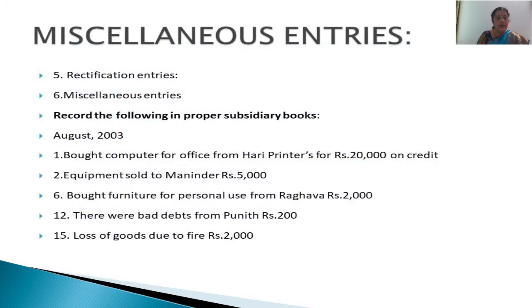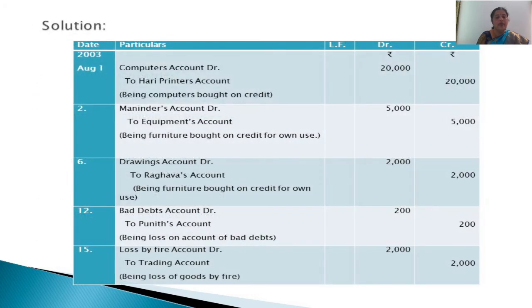Then there were bad debts from Puneet, rupees 200. Bad debts is a loss. Debtor was Puneet, but he will not pay us, and it is guaranteed he will never pay that amount, so it is a loss to us. Then bad debts account has to be debited, because it is a loss. And to Puneet's account, because Puneet was our debtor, but now it is sure that he will never pay, so his debtorship is being cancelled. To Puneet's account, because we came to know it as bad debts, and we are very much sure he will never pay us.